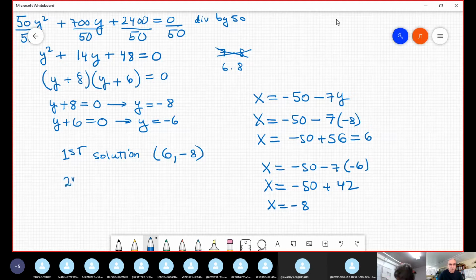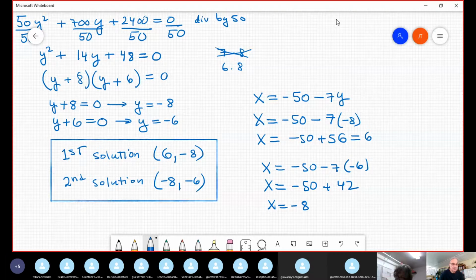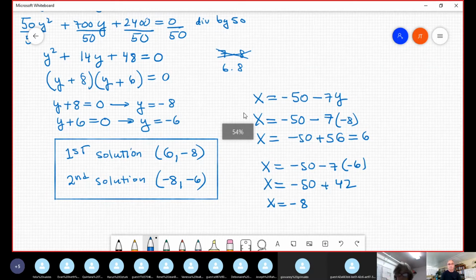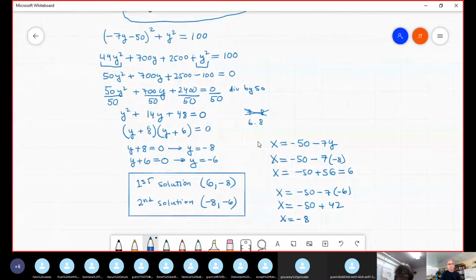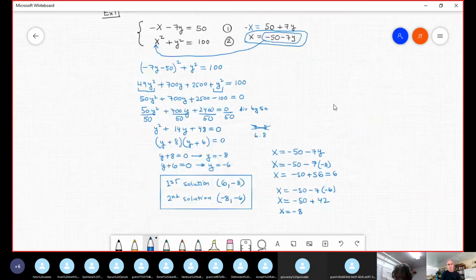And the second solution is the point negative 8, comma, negative 6. Final answer: negative 8, negative 6, and positive 6, negative 8. That's the answer. Super. Any question? Easy or complicated? This is the first example, and the first example is always easy.